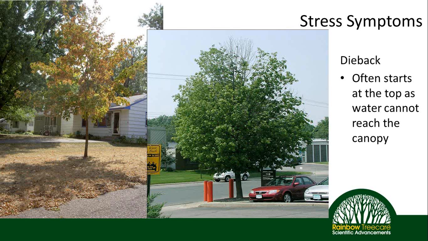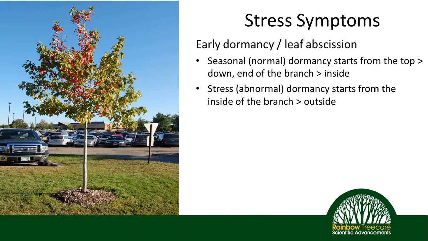But one of the primary and main symptoms we see is dieback, and most frequently we see it starting at the top of the canopy. Obviously, it's the furthest point from the soil profile and our root system, so the water has the furthest to go, and that's going to be the first place where we start to see a dramatic decrease in the water. So we'll start to see the canopy thinning out, potentially leaves abscising early, and with that we'll start to see early dormancy or early leaf abscission.